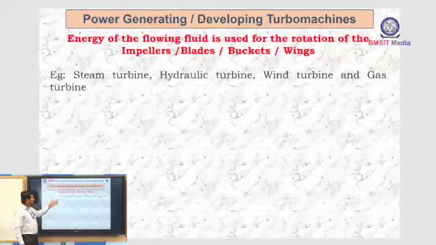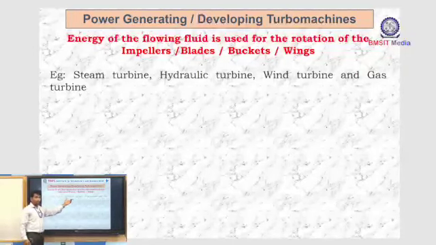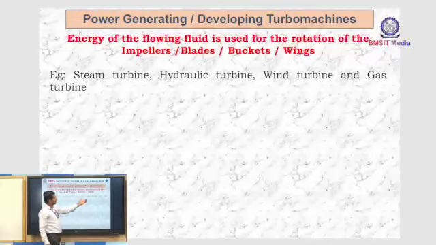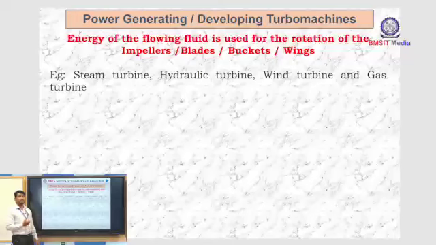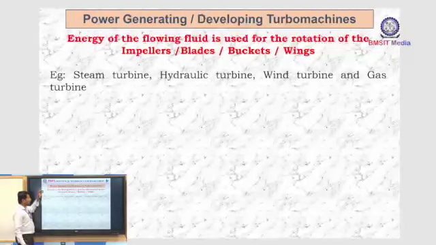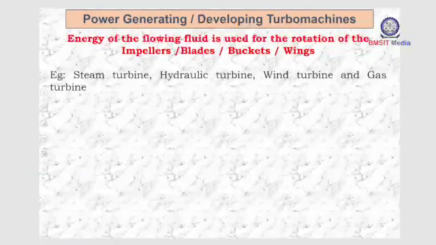In the steam turbine, steam is the interacting fluid. In the hydraulic turbine, water is the interacting fluid. In the wind turbine, air is the interacting fluid. And in the gas turbine, gas is the interacting fluid. In other words, a higher energy fluid is the interacting fluid. So based on the definition itself, all these are classified.